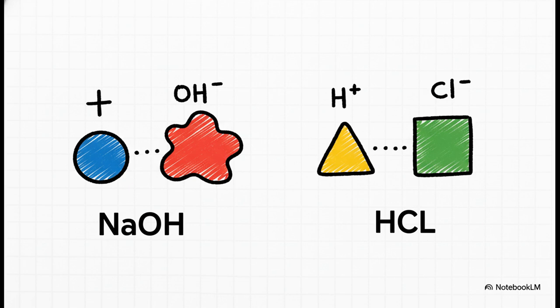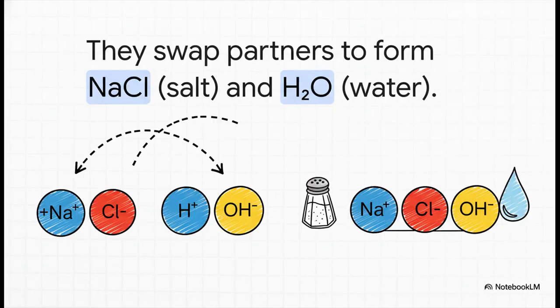You've got sodium with hydroxide, and you've got hydrogen with chloride. So when they react, what do they do? They just swap partners. The sodium ion pairs up with the chloride ion, and that makes sodium chloride. Yep, that's just table salt. And the hydrogen ion gets together with the hydroxide ion to form H2O, also known as water.